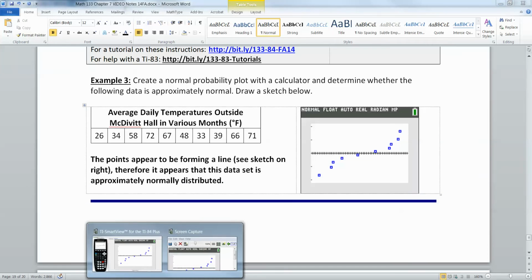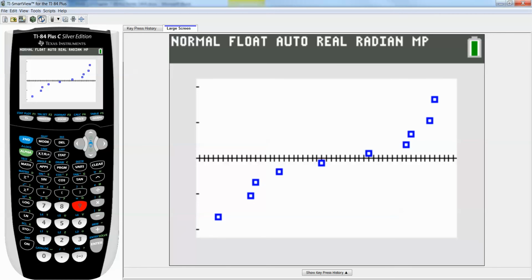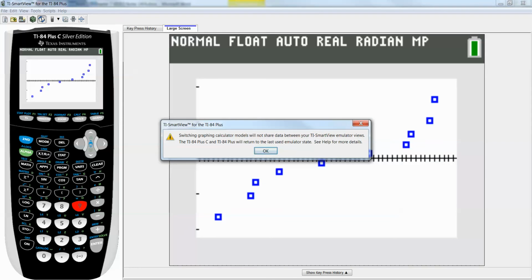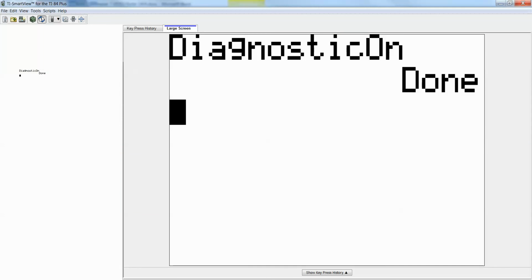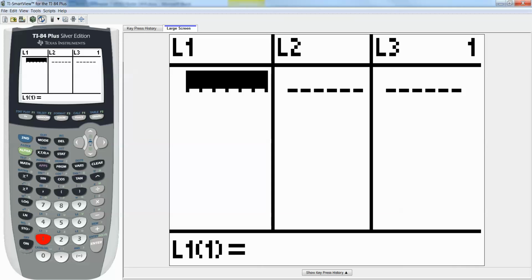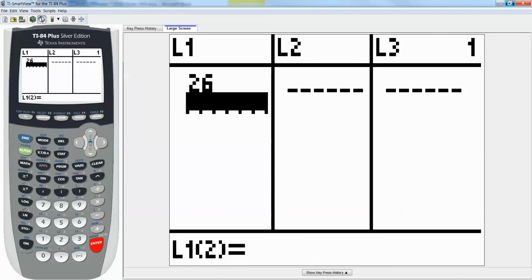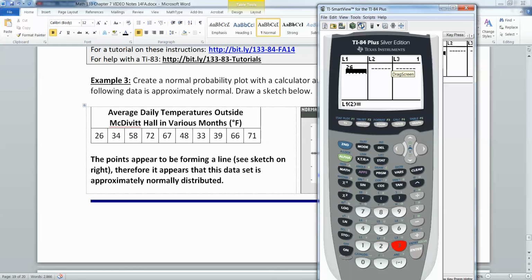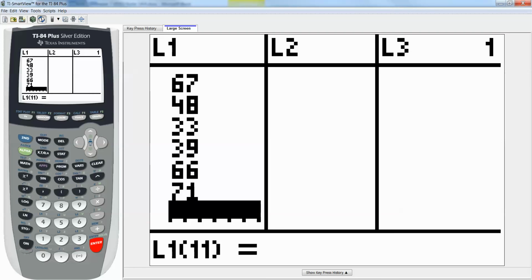Oh, let me just show you real quick what it looks like with a regular TI-84. If you have a color calculator, you can pretty much stop watching right now. It's okay. So let me just show you what this looks like. So again, you go to Stat Edit, just like with the other calculator. 26, 34. Type in those data values.